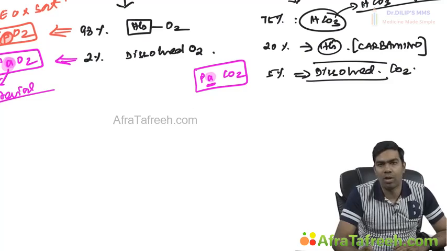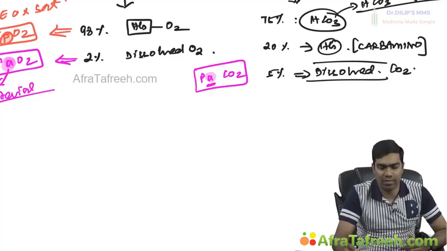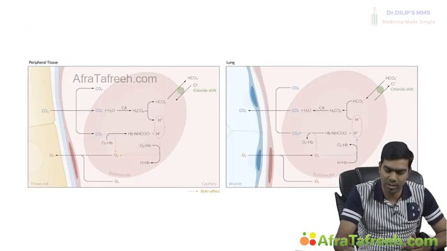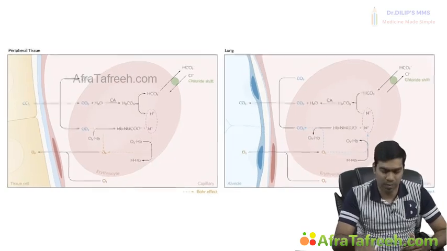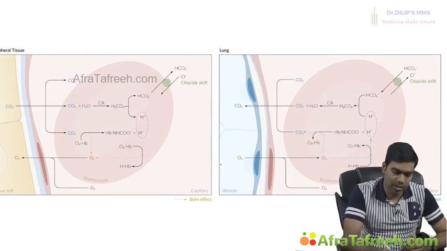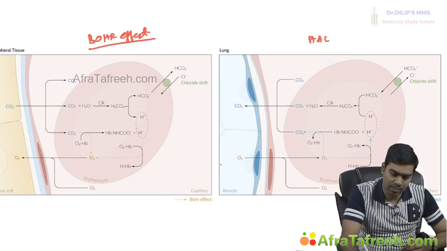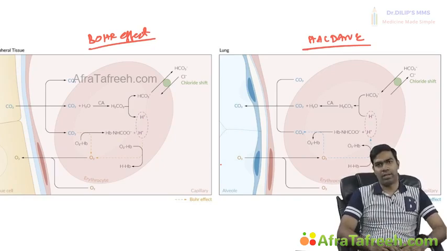Next, we have to know about the Bohr effect and the Haldane effect, which we can explain by a single diagram. This image is the one that's going to tell you the Bohr effect versus the Haldane effect. This is an example of a Bohr effect, which happens in the periphery. And second, you have the Haldane effect that happens in the lung. So this is the Bohr effect and this is the Haldane effect.